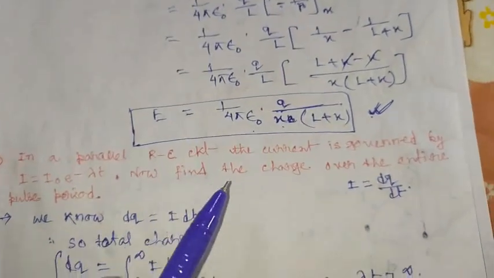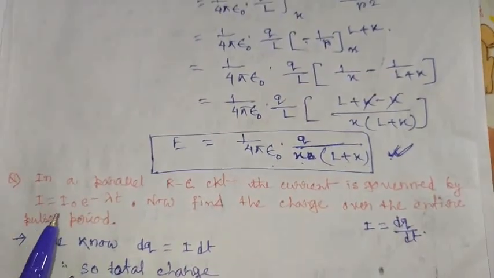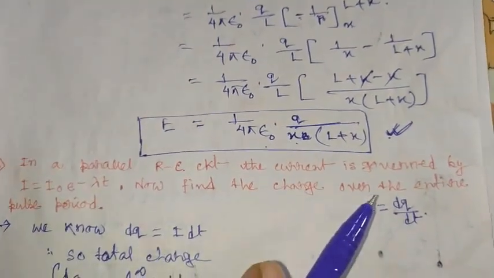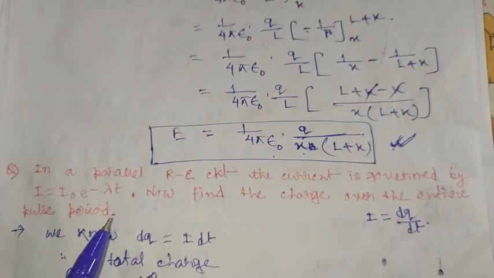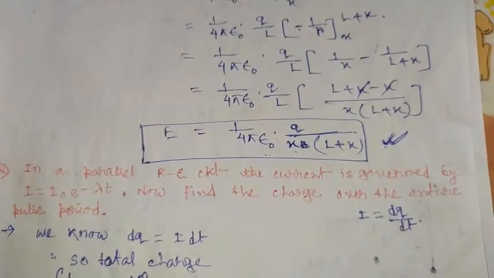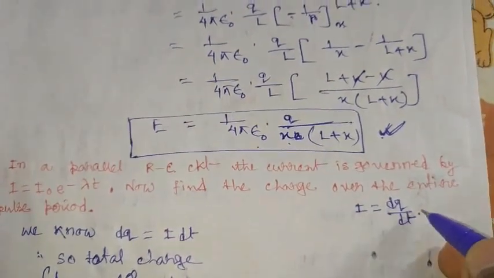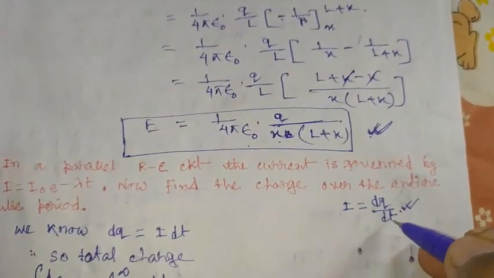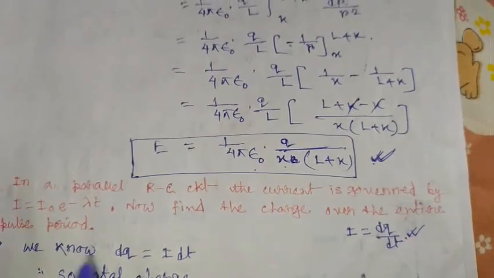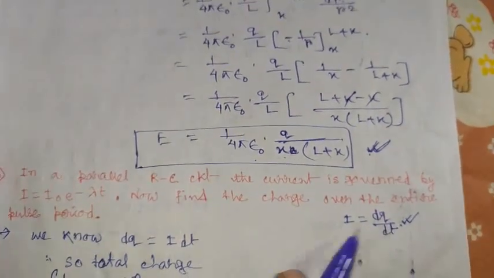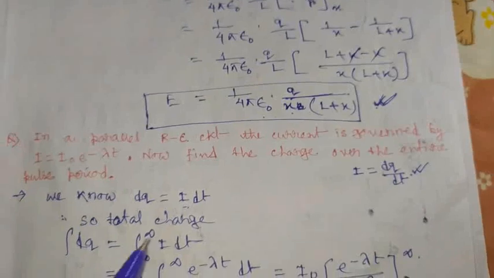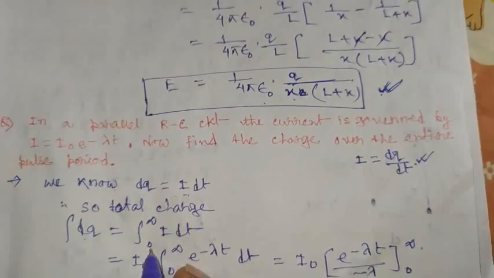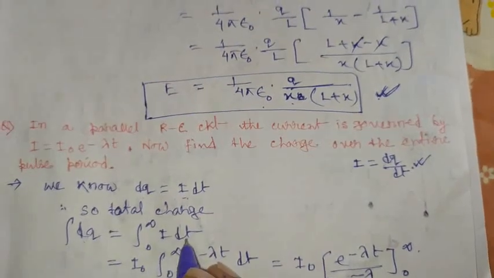In a parallel RC circuit, the current is governed by I equals I naught e to the power minus lambda t, and now find the charge over the entire pulse period. Let me explain that. We know I equals dq by dt, then dq can be written as I dt. So total charge is the integration of dq, and here we put the integration limit 0 to infinity, I dt.